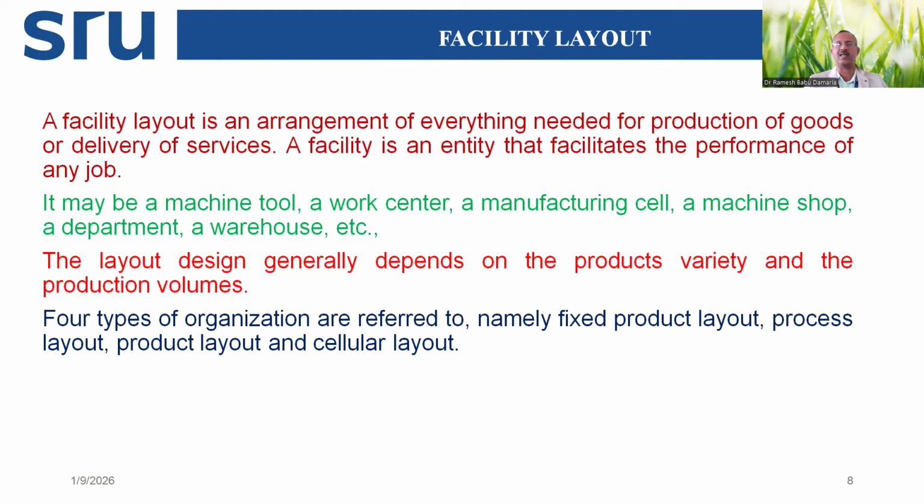The layout design generally depends on the product's variety and the production volumes. These are the important criteria. How many varieties of products we want to make, and for each product how much quantity. This is the basis for layout design. So broadly, four types of organization are referred to. That is fixed product layout, process layout, product layout, and cellular layout.